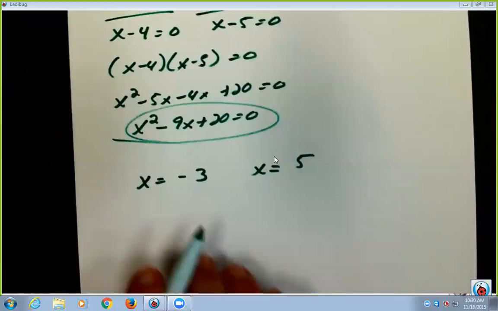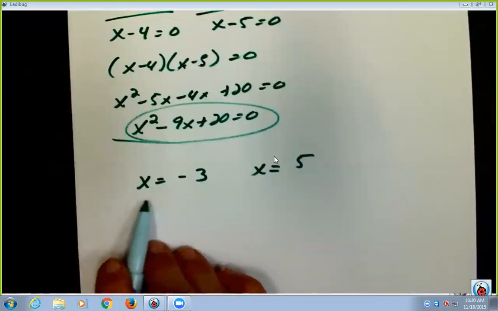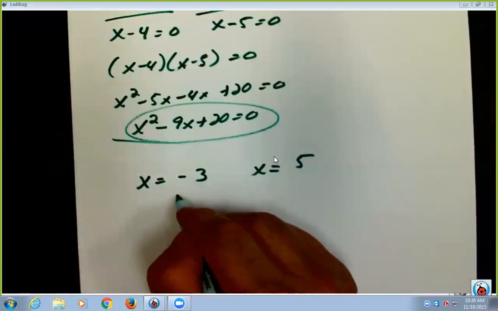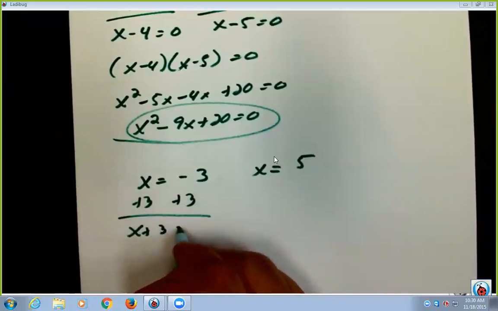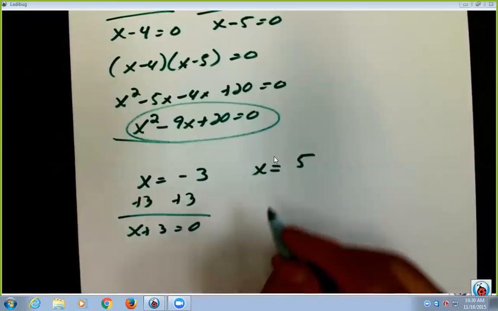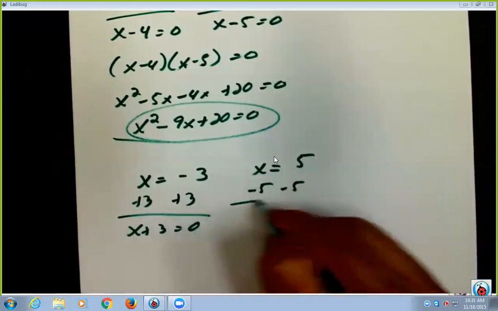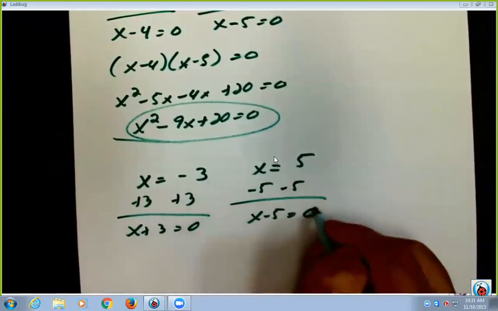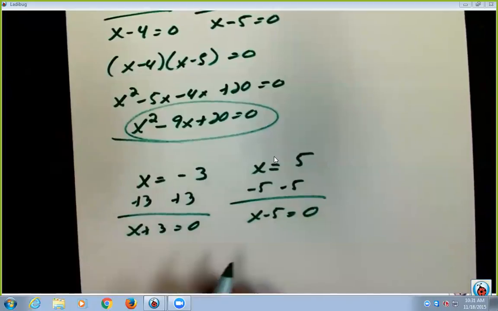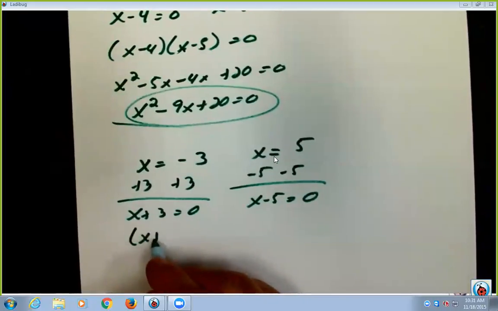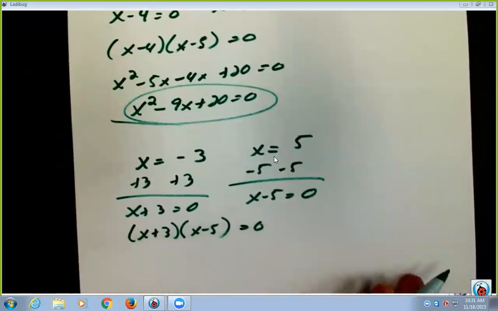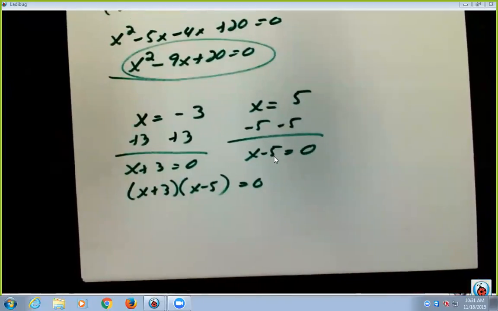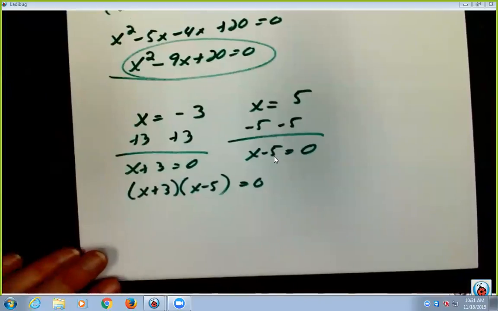Okay, so this piece, we need to go back and reverse it. So I'm going to add 3, so I get x plus 3 equals 0. I'm going to subtract 5, so I get x minus 5 equals 0. So now my two binomials are those. And then I use my foiling to multiply it back.